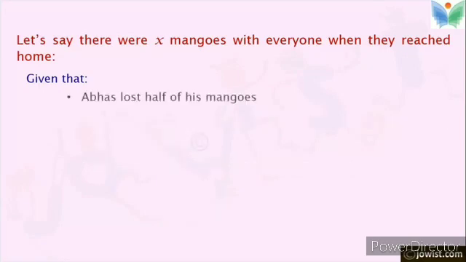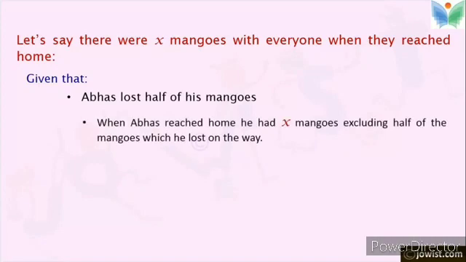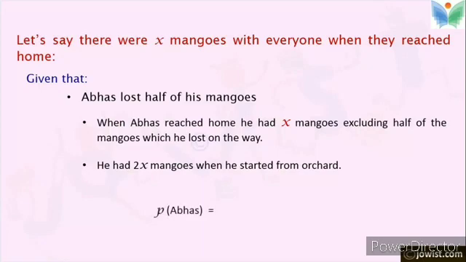As Abhas didn't notice that his bag was torn, he lost half of his mangoes. When he reached home, he had X mangoes. Hence, he had 2X mangoes when he started. In other words, he lost half of 2X and had X mangoes. Therefore, his equation will be P is equal to X plus X.